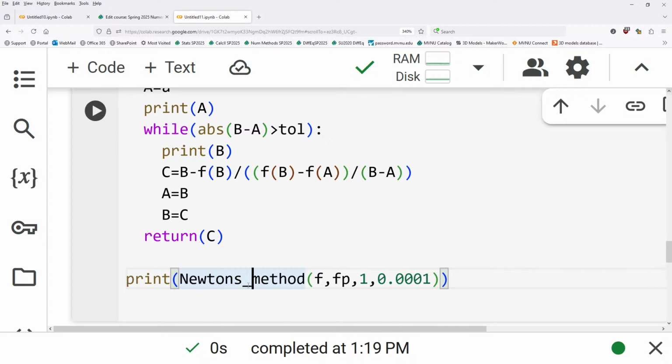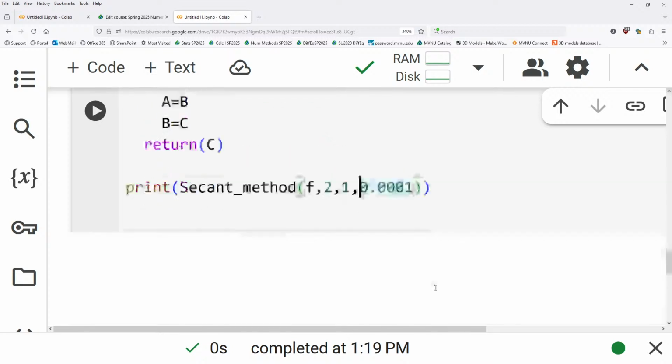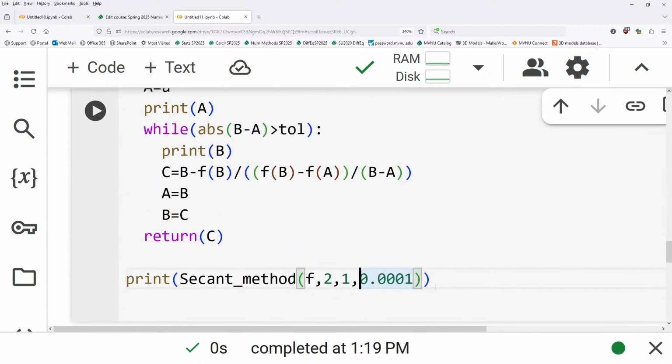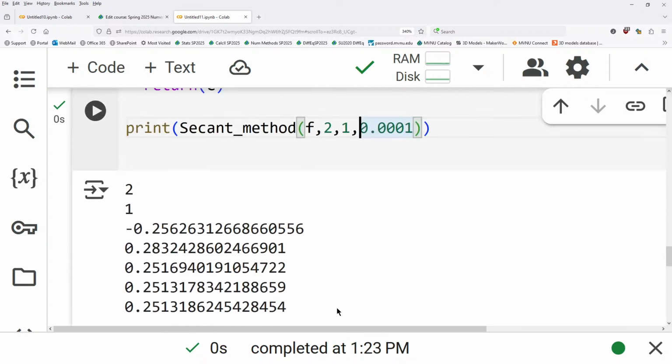So let's try this. Change this to secant method. And we're going to go, let's see, I guess we could use 2 and 1. Let's see if that works. It's not what I used before, but that'd be an interesting experiment. I think it's all good, so let's do Control Enter. Oh yeah, okay, that worked.